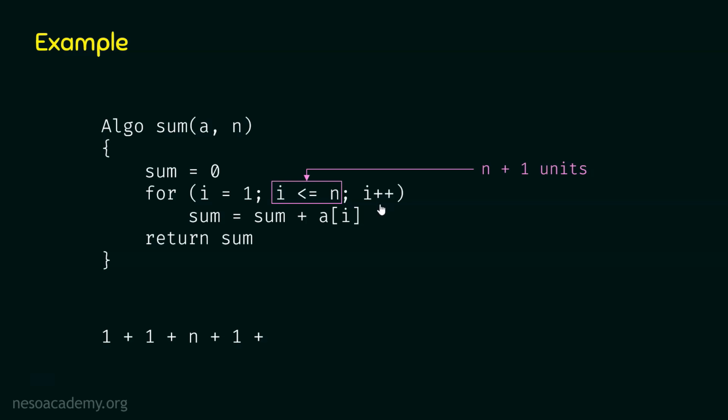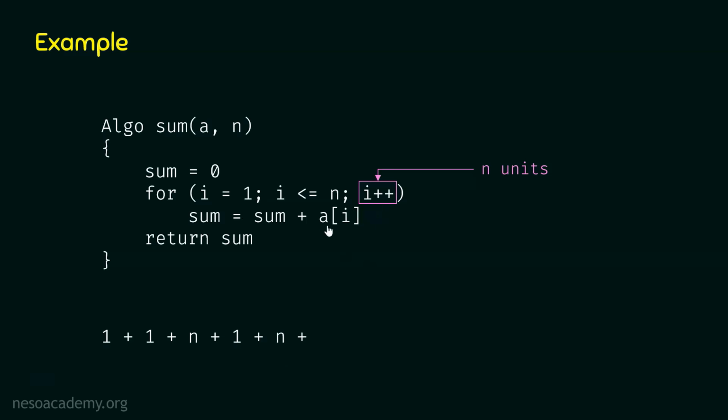Hence, the frequency count of this instruction is n, and the amount of time this instruction will take is n units. So now we got to know that this instruction will take n units of time. So now we can add n here for this instruction.